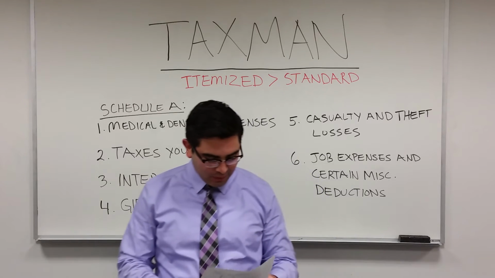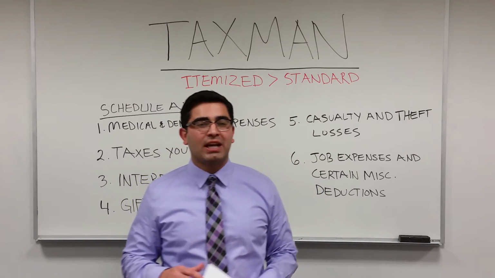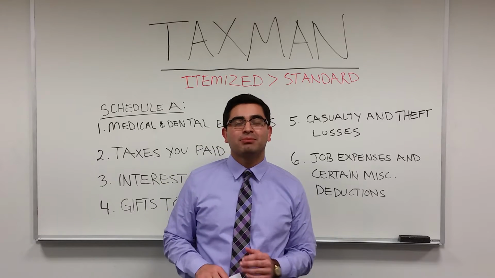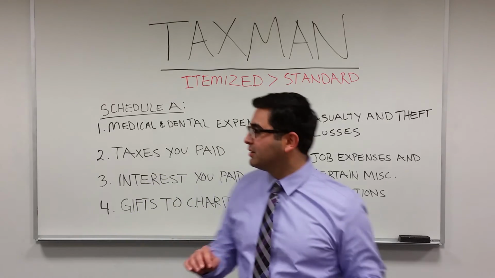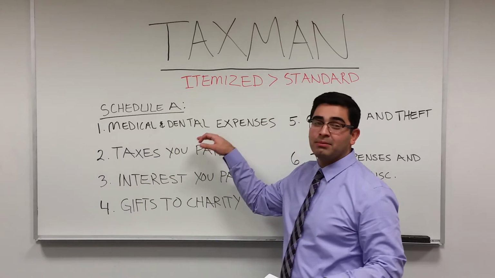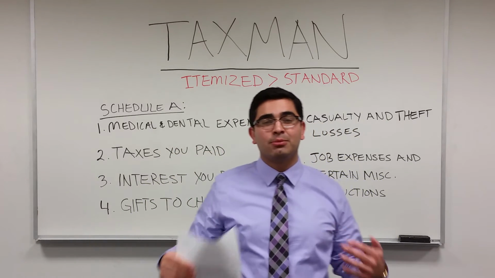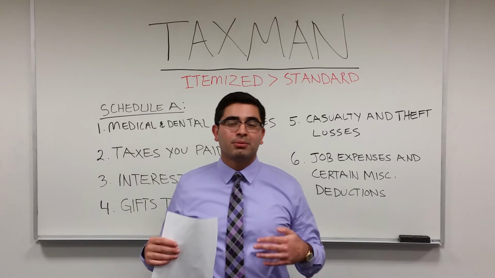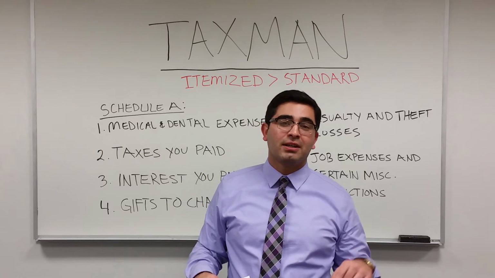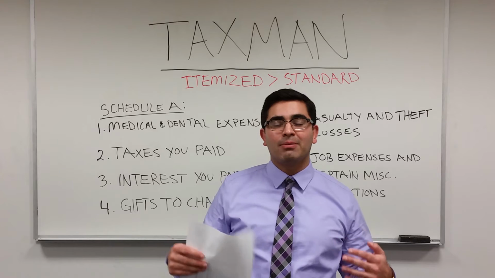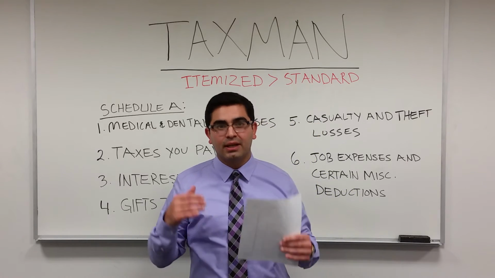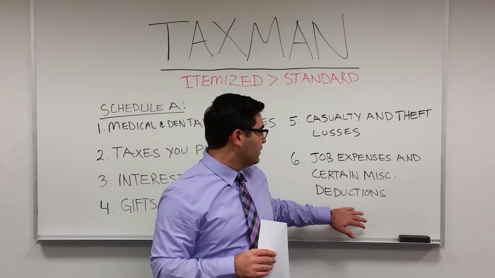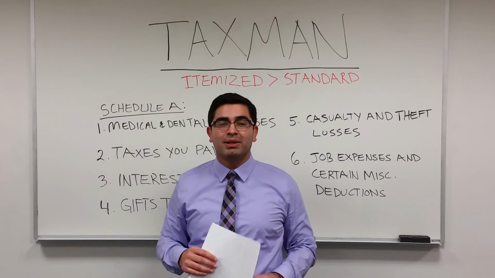One thing to keep in mind when calculating your unreimbursed job expenses is there's a 2% limitation. So similar to number 1 with the 10% limitation, number 6 has a 2% limitation. So you multiply 2% by your adjusted gross income, and any unreimbursed job expenses in excess of that 2% is actually the deductible portion of your unreimbursed job expenses.